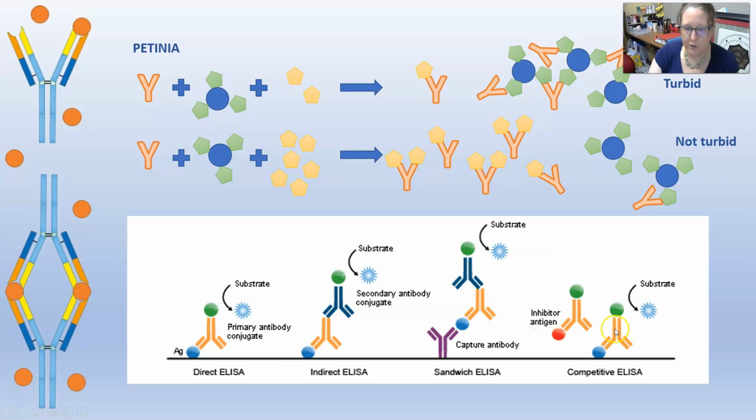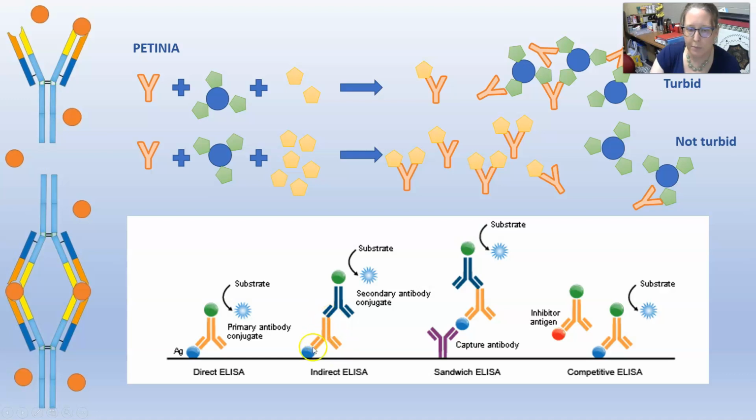And then there are different designs to the ELISA. In a direct ELISA, the antigen is adsorbed onto the plate, and then the primary antibody conjugate that's labeled can attach to it, with a substrate change. The indirect ELISA is where you're actually going to try to detect an antibody. So direct ELISA, you're detecting an antigen. Indirect ELISA, there's a capture antigen that's put on the plate.